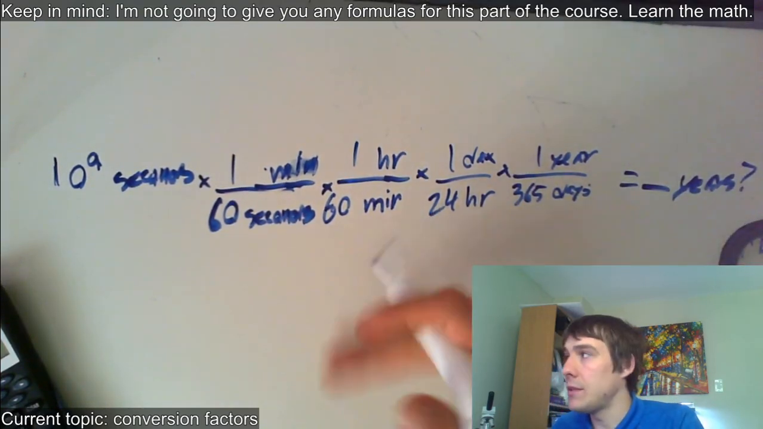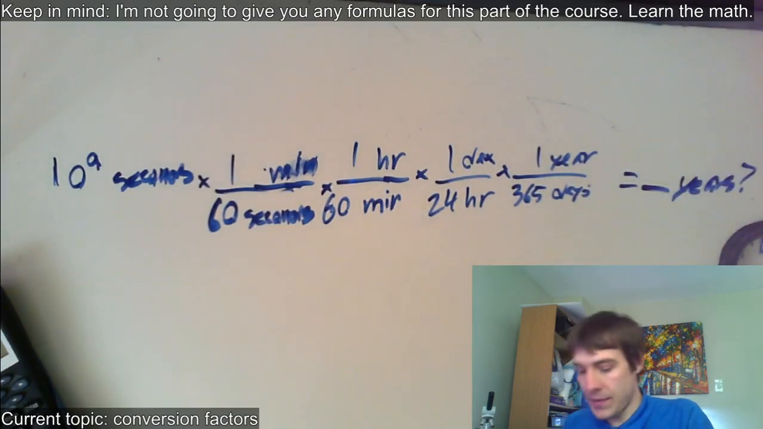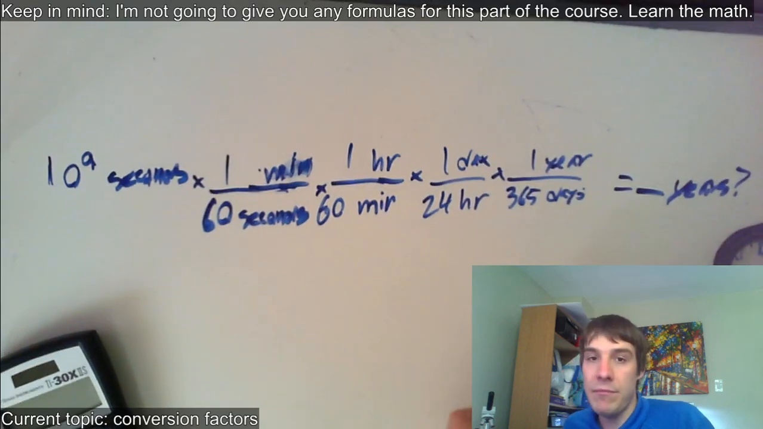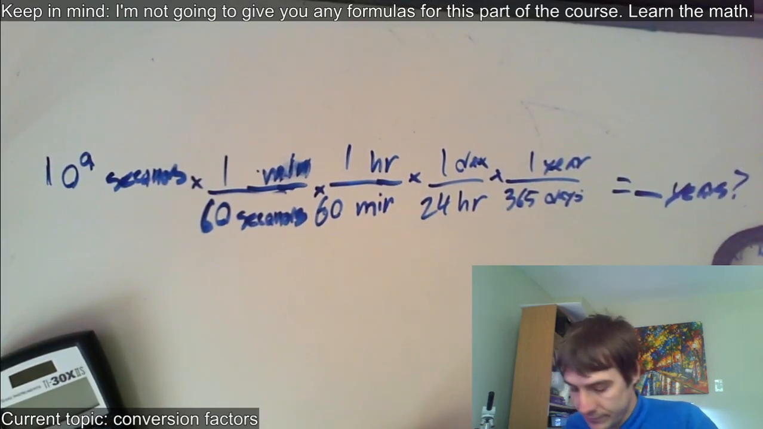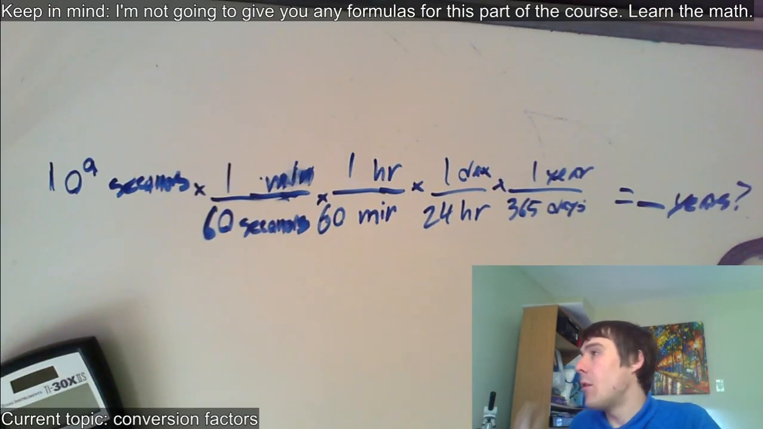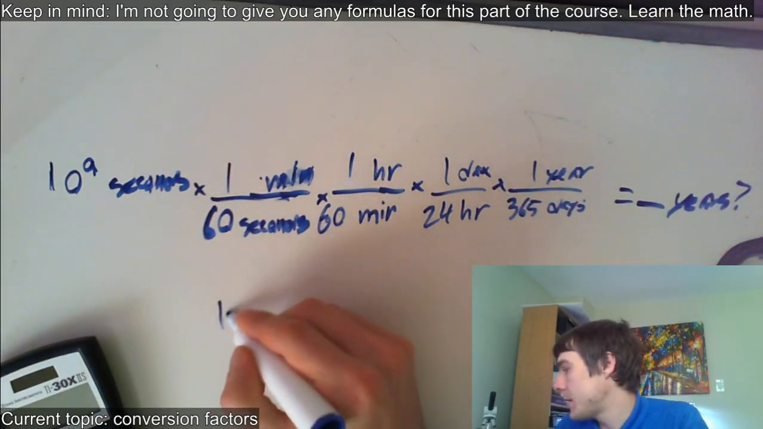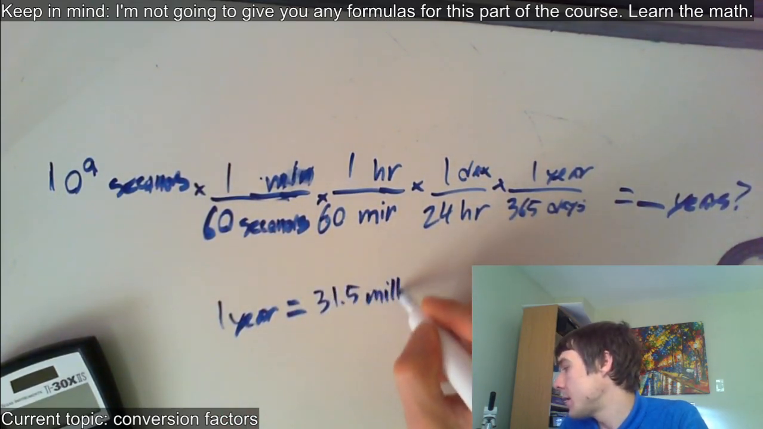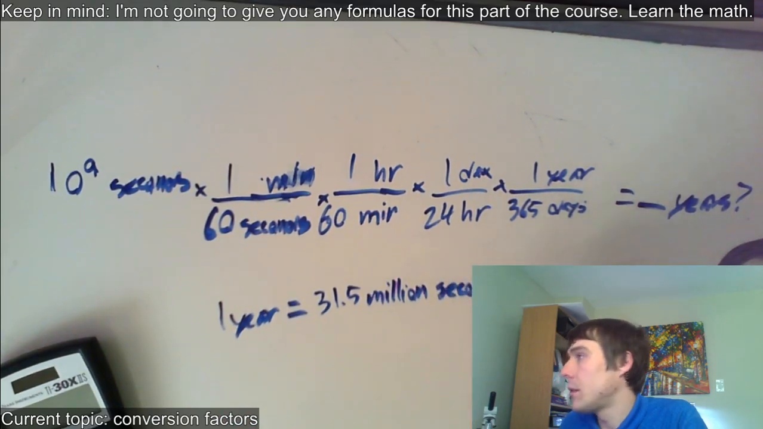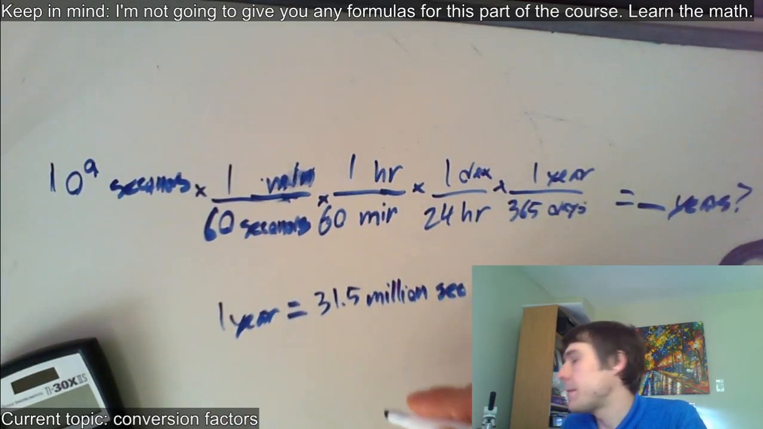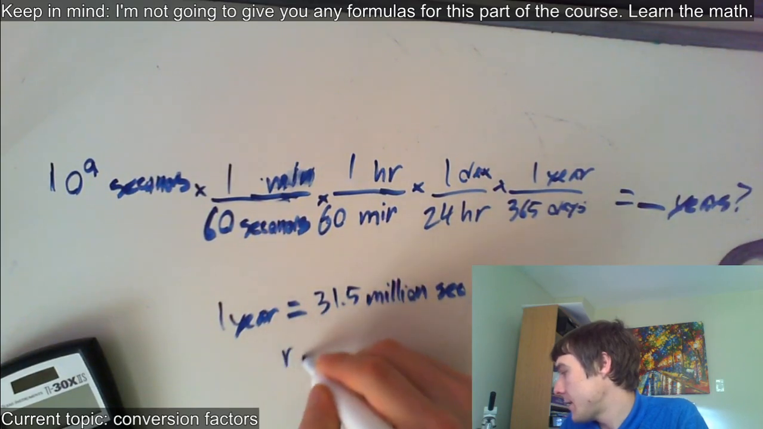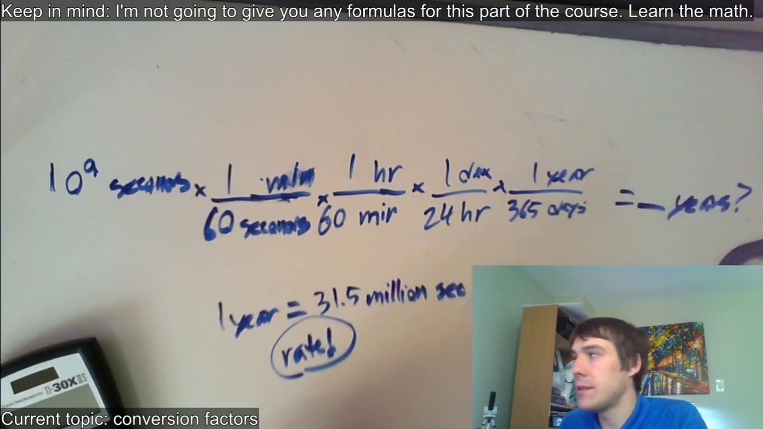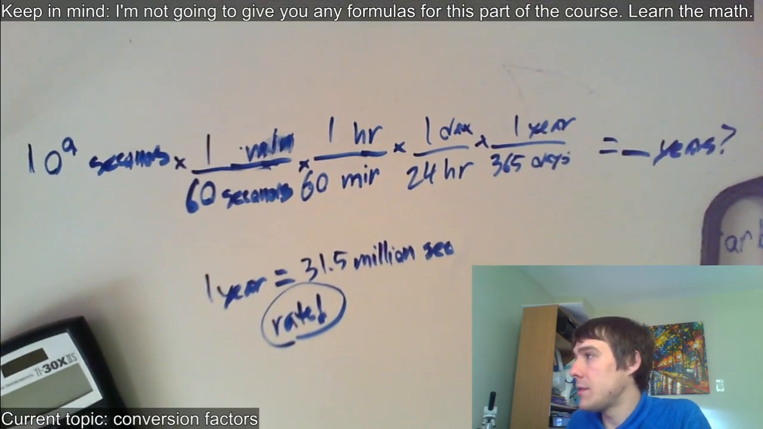And we could do that process. We could divide by all of them, or you can divide by all of these multiplied together. That works too. But that's the general method. Or we just worked out that 1 year is 31.5 million seconds. Right? 1 year is 31.5 million seconds. That's a rate. We get to keep that rate. We can use it. It's always going to be the same. So we can just use that.